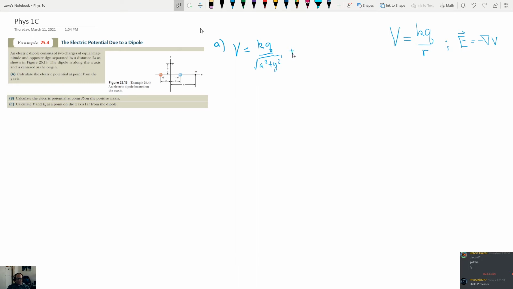And then for the negative charge, which is on the right, you're going to have k times negative Q divided by the same distance, the square root of a squared plus y squared. And then that's pretty clearly equal to 0. These two cancel out, right? Any questions about that?